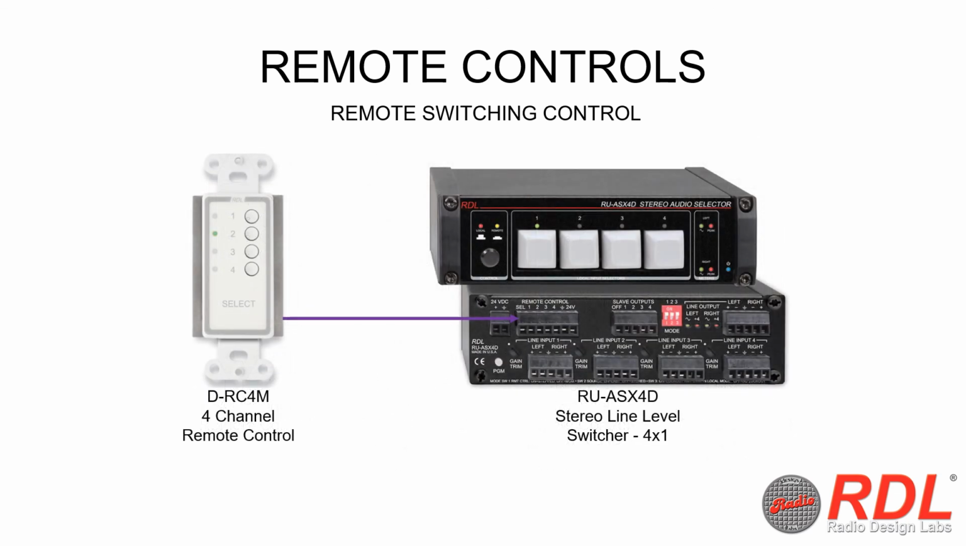Here's an example of an audio switcher being remotely controlled. The DRC4M 4-channel remote control is directly wired to the RU-ASX4D 4-channel stereo switcher. In a real-world application, the switcher could be rack-mounted in an equipment or comms room, or table-mounted in some secluded area, and the remote control could be installed in a conveniently accessible location and/or aesthetically pleasing location. I'm sure you can see the great benefit our remotely controlled products provide.